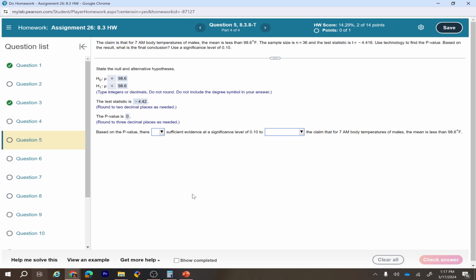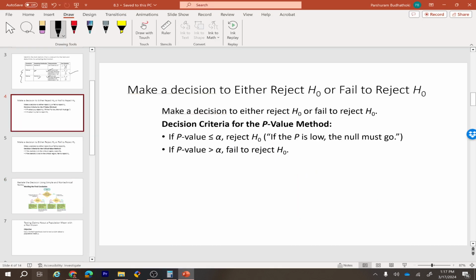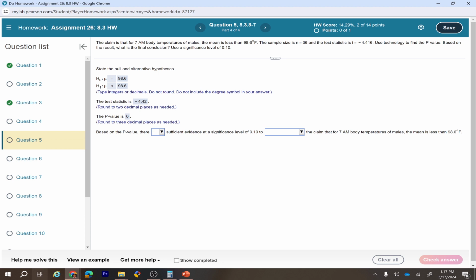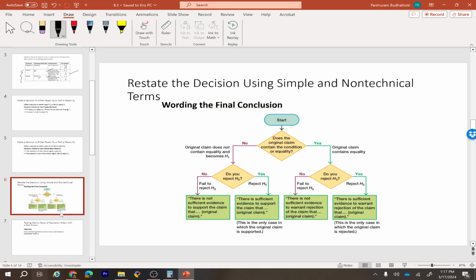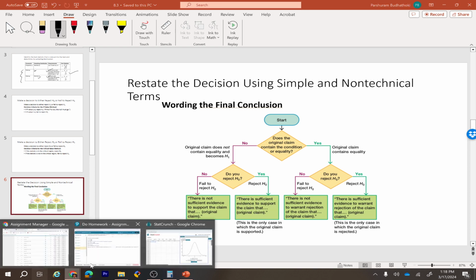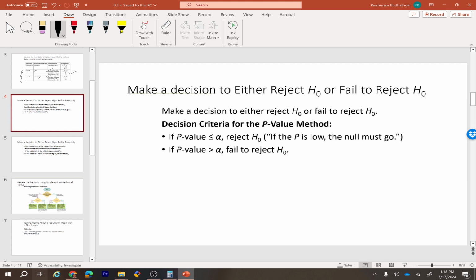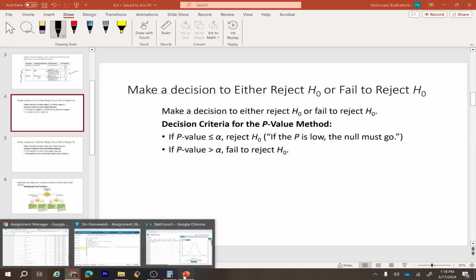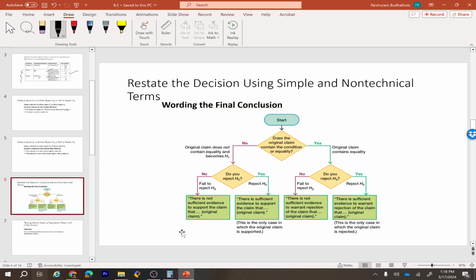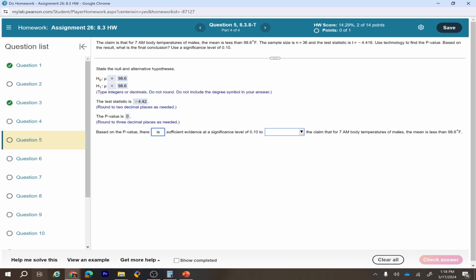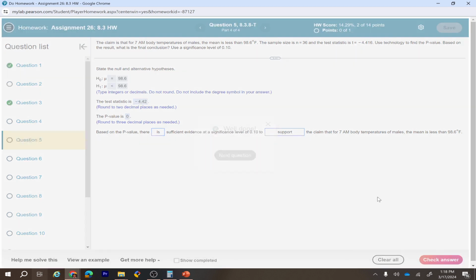Since the p-value is less than the significance level alpha, reject the null hypothesis. So based on the p-value, to make the final conclusion, you go here. The original claim is less than, so you go in this direction and reject the null hypothesis. Let me double check. The p-value is less than alpha, reject the null hypothesis. If you reject the null hypothesis, there is sufficient evidence to support the claim. So there is sufficient evidence at a significance level of 0.1 to support the claim that for 7 a.m. body temperature of males, the mean is less than 98.6.